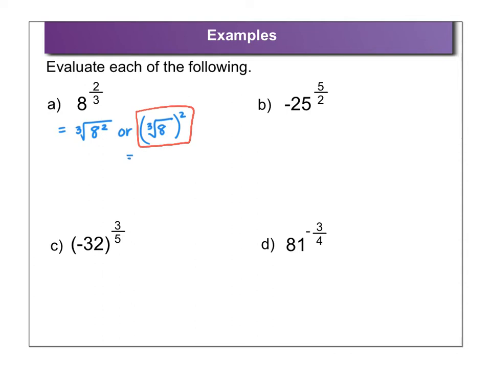So if I'm trying to evaluate this, I'll ask myself what number multiplied by itself 3 times gives me 8, and that is 2. And now I still have the exponent 2 that was part of my original question. So there's the 2. It's still here. I haven't used that yet. Now I'm going to go ahead and evaluate that power. 2 squared is equal to 4.